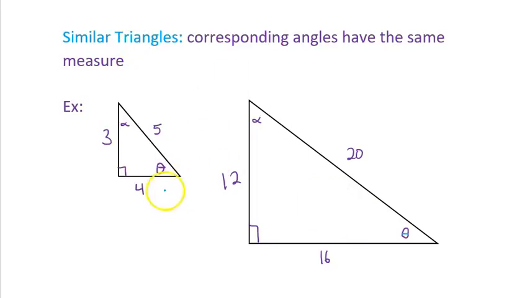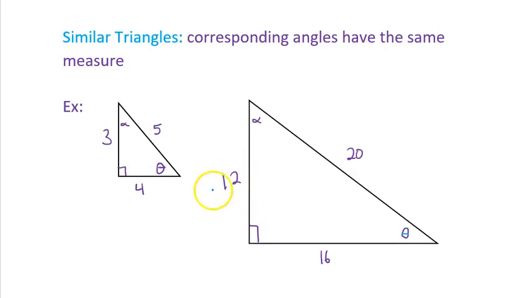Now, I said there is a relationship between the sides, and I'm just going to touch on that. If you'll notice, the ones that match up, the 3 and the 12, the 4 and the 16, the 5 and the 20, if you multiply the 3, 4, and 5 by 4, you do get the 12, 16, and 20. So basically, you've multiplied this triangle by 4 to get this triangle as far as sides go.